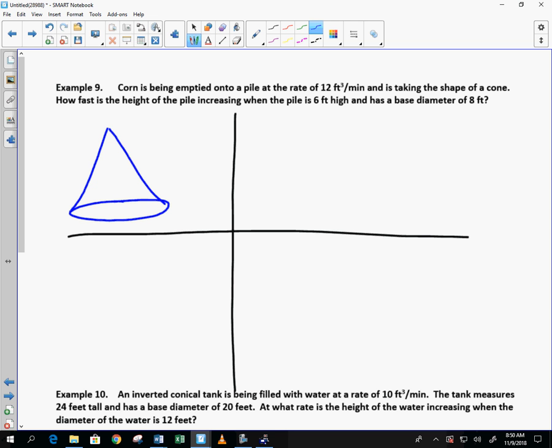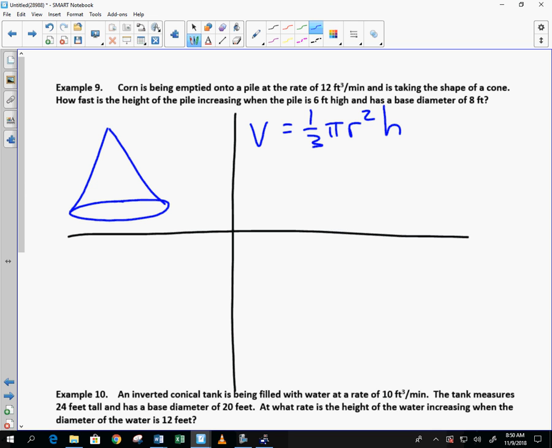Okay, so I need a formula. What is the formula for the volume of a cone? One-third pi r squared h. He's absolutely right. One-third times the area of the base. The area of the base is a circle, so pi r squared, right? So it's really one-third of the height times the area of the base. Got it? Uh-oh, I got two variables.